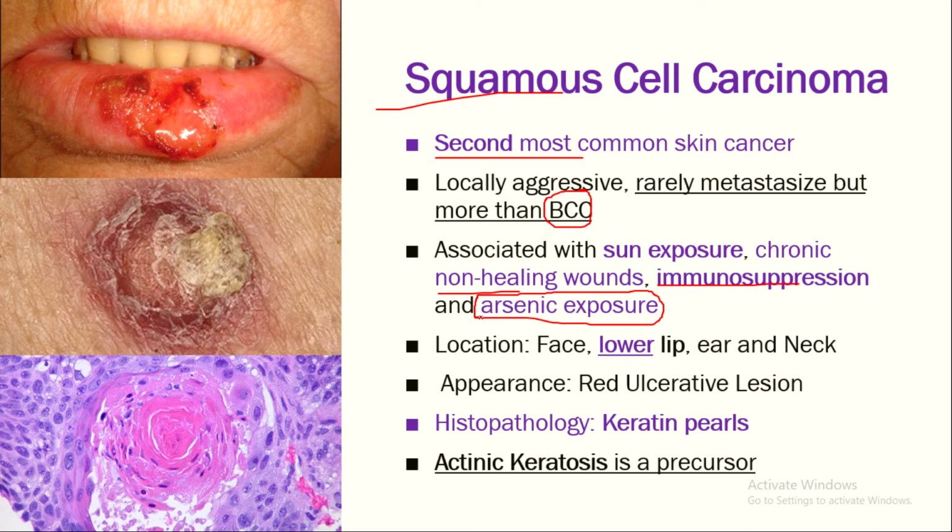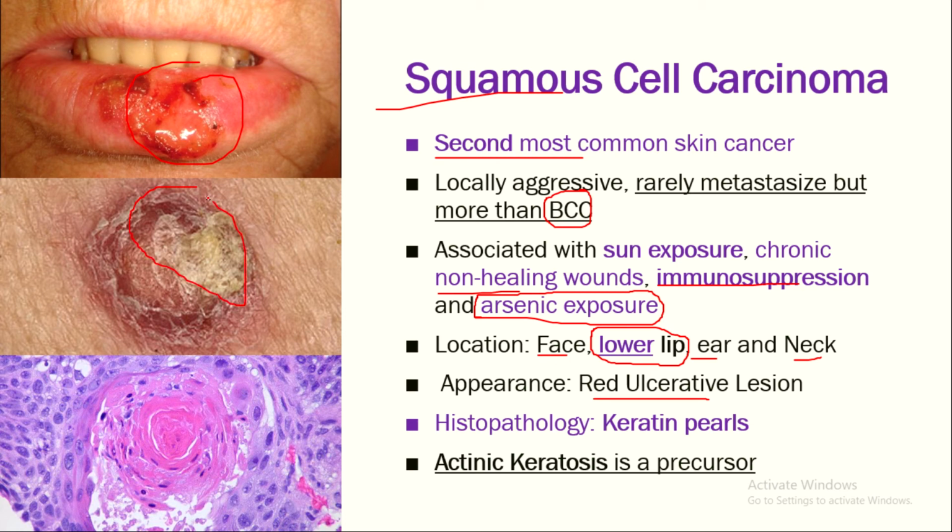Now, regarding the location of squamous cell carcinoma, the face and the lower lip. Remember what I have told you, that basal cell carcinoma will happen in the upper lip, but squamous cell carcinoma will happen in the lower lip, and it's very important to distinguish the two cancers and the two locations. Also the ear and the neck. The appearance is not very unique. It is just these red ulcerative lesions you can find right here and right here.